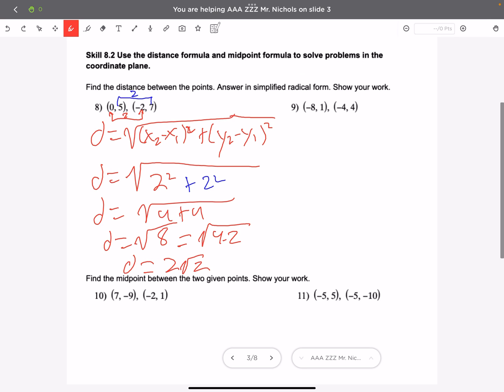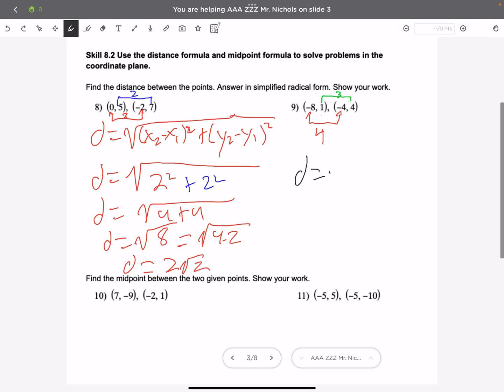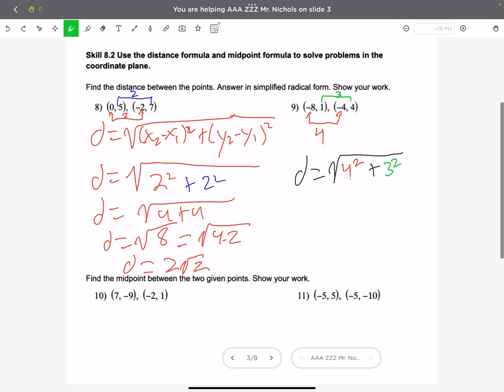And so for number 9, same method, -8 to -4. If I go between them, like my x's, that's a distance of 4. From 1 to 4, that's a distance of 3. And so when I set it up, I would say d equals the square root of 4 squared plus 3 squared. And I get d is equal to the square root of 16 plus 9. d is equal to the square root of 25. d is equal to 5.